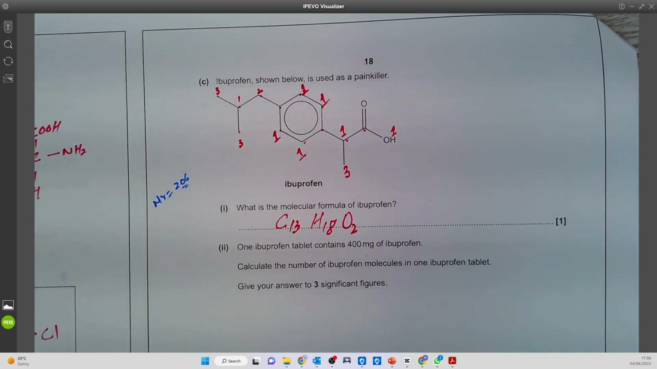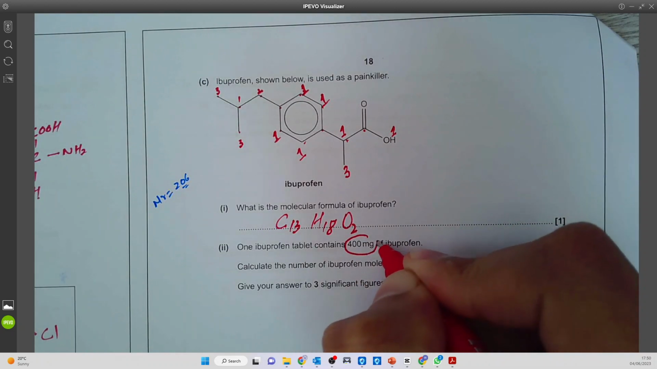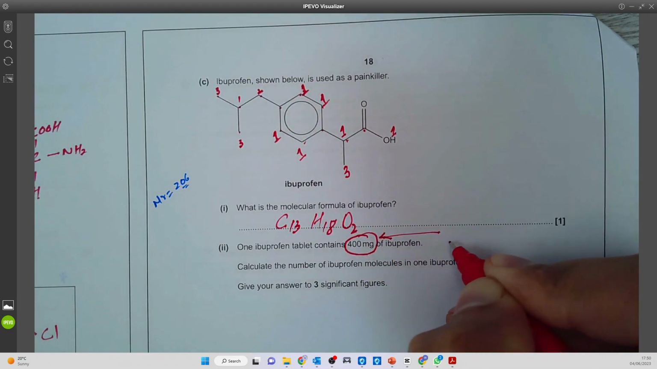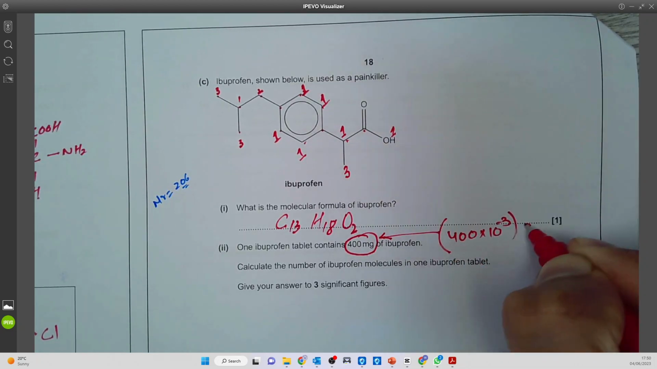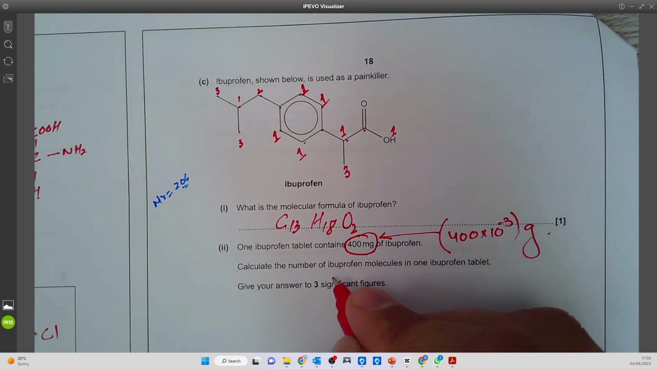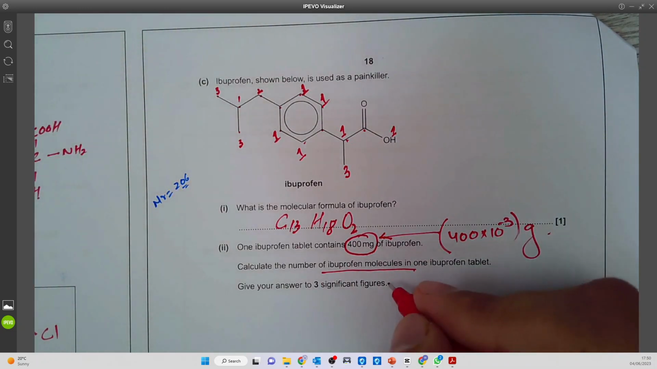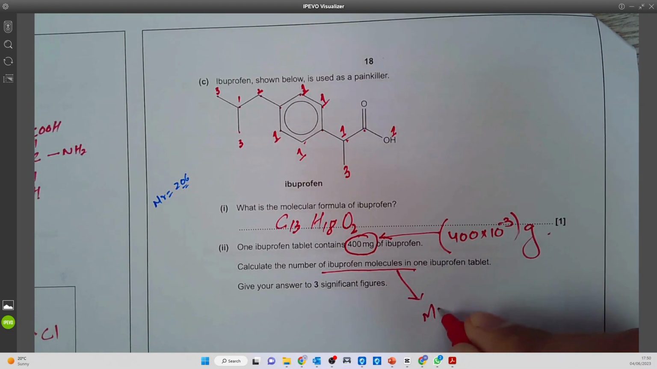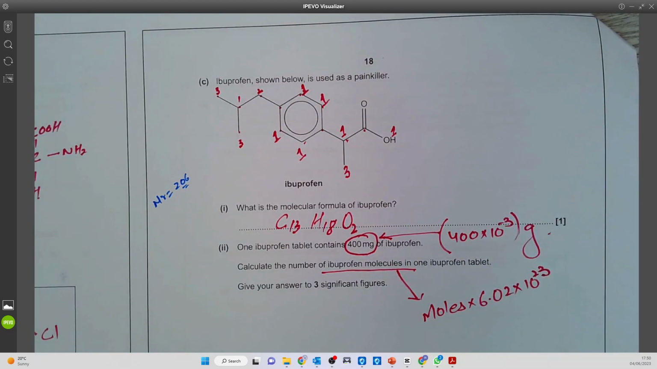Next question says one ibuprofen tablet contains 400 milligrams of ibuprofen. So I can't use mass in this unit, it has to be converted. So 400 times 10 to the power of minus 3 grams. Calculate the number of ibuprofen molecules in one ibuprofen tablet. Molecules means moles times 6.02 times 10 to the power of 23. That's what I've been asked to work out.